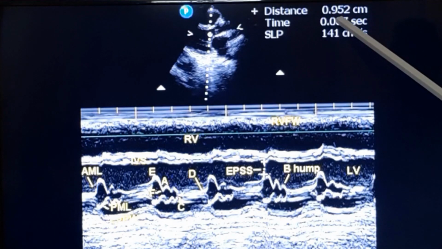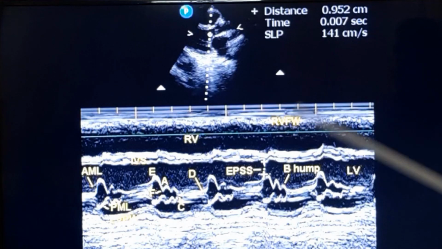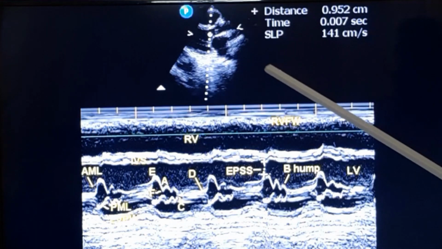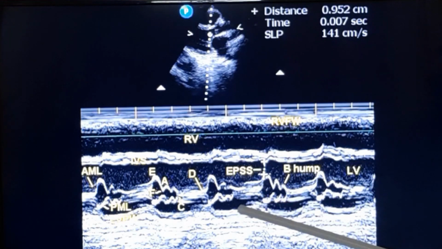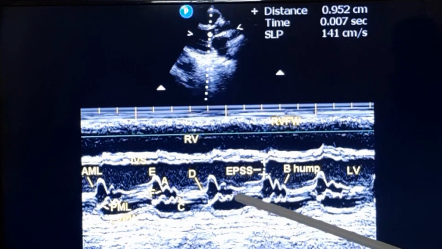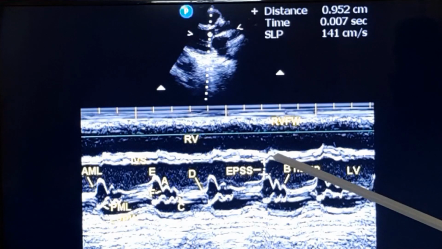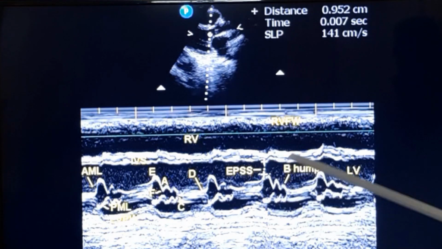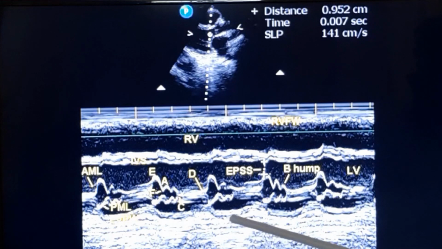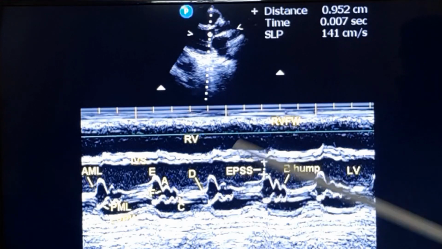It is measured here, nearly 1 centimeter. Normally it is less than half a centimeter. So these are the features you are looking for in M-mode in left ventricular dysfunction. Then you can measure the left ventricular function by measurements like internal diameter, systolic and diastolic. Then you calculate the ejection fraction. That has not been shown in this picture. It was discussed earlier.